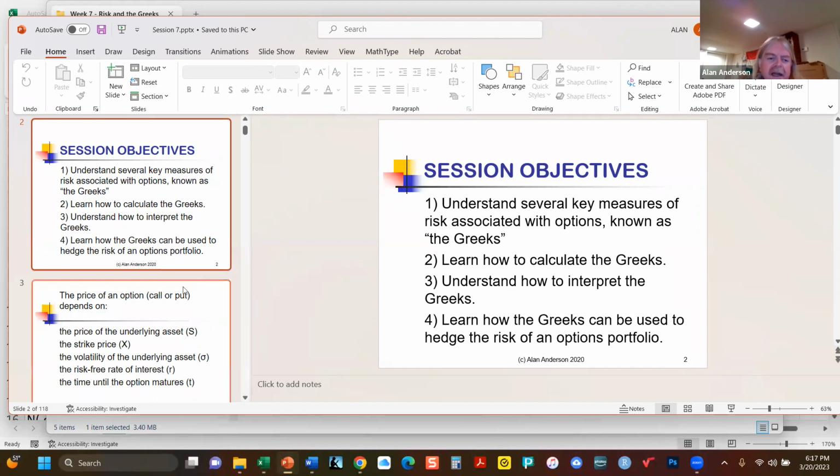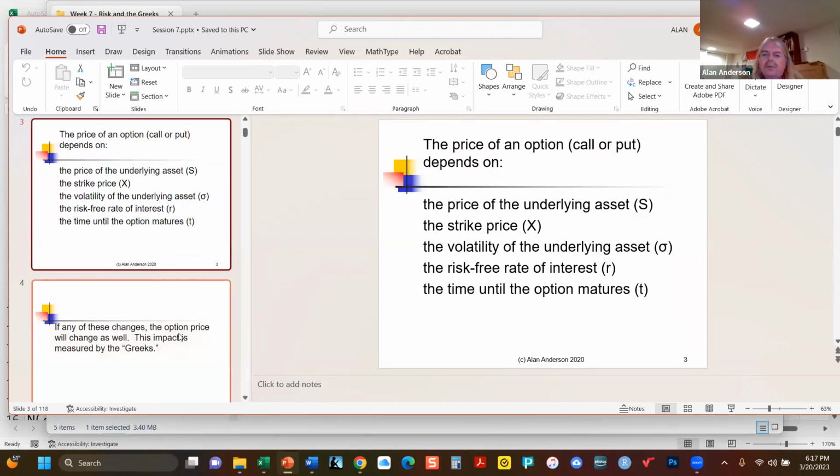Now, just as a recap of what we've seen before, the price of an option, whether it's a call or put, depends on several underlying variables, including the price of the asset, strike price, volatility of the underlying asset, which tells us how much the price changes over time. It is measured specifically as the standard deviation of the returns to that asset, the risk-free rate of interest, and the time until the option matures.